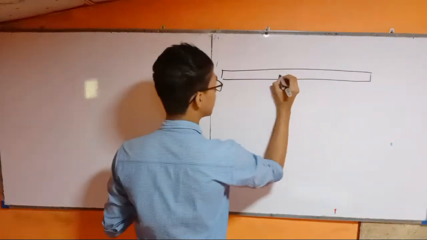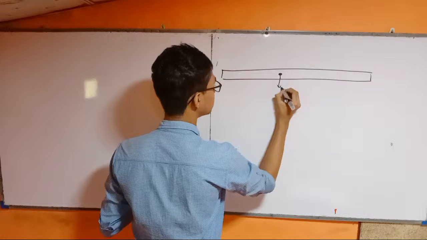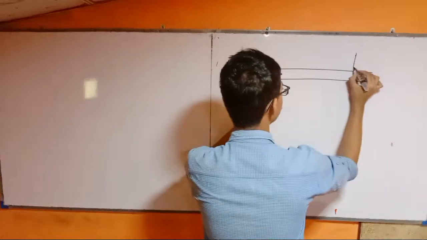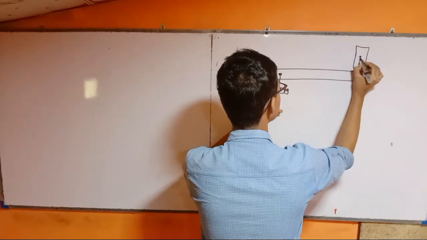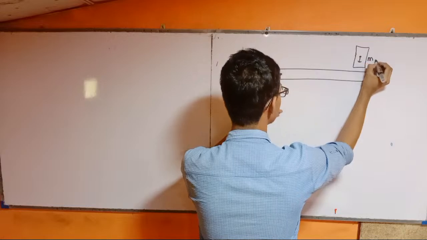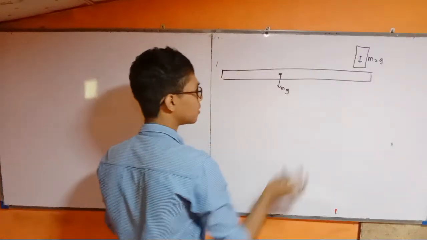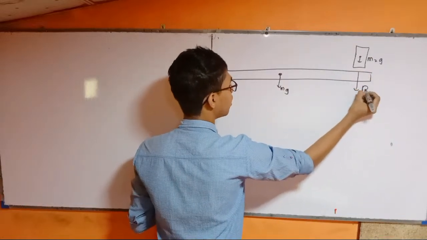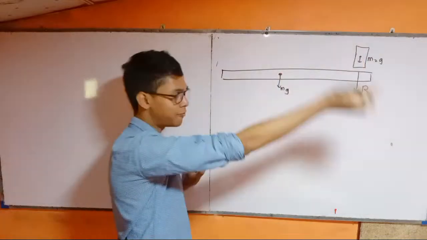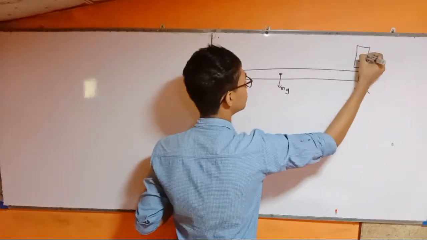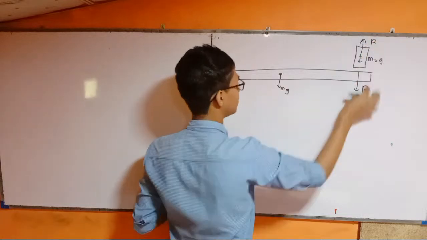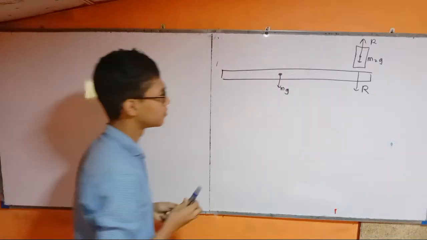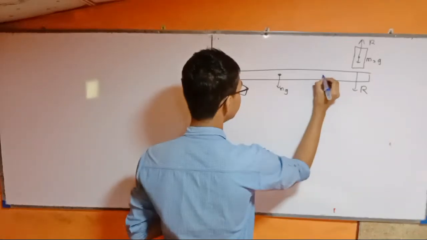Now this is the weight of the ruler acting on the ruler, mg. This is the object, m2g. Because of this one, there is a reaction force downward, R, and every action has an equal and opposite reaction force upward, R1. This R is equal to this one. Right, now what? Now I am keeping the finger here.